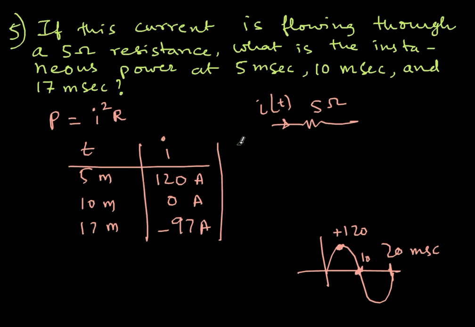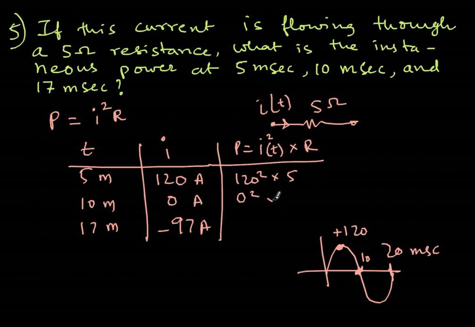So what is the power? Power is nothing but I square, I of t square into R. It doesn't matter whether the current is going from left side to right side or right side to left side. Power is going to be consumed, heat is going to be generated in these resistors. So it is always going to be positive, because I is getting squared here. So 120 square into 5.